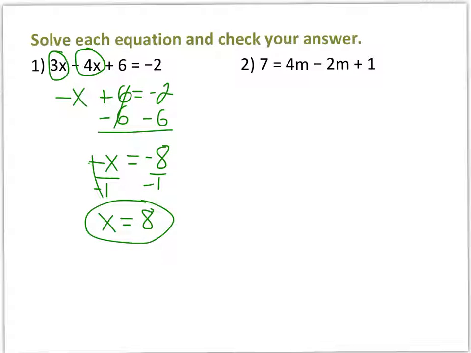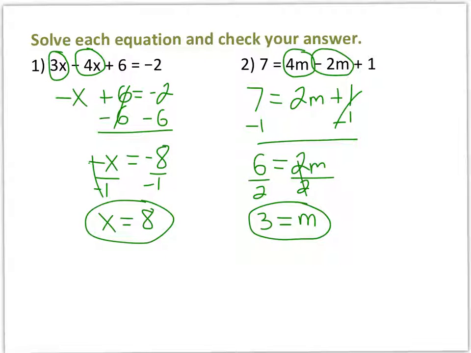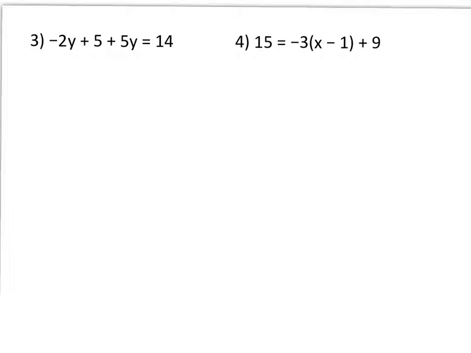Number 2, same idea, just the variables on the right. So we look to combine like terms. 4m minus 2m will give us a positive 2m, and then bring down everything else. To get m by itself, let's subtract 1. 7 minus 1 is 6, equals 2m. And then divide both sides by 2. So m is 3. All right, let's do a few more.